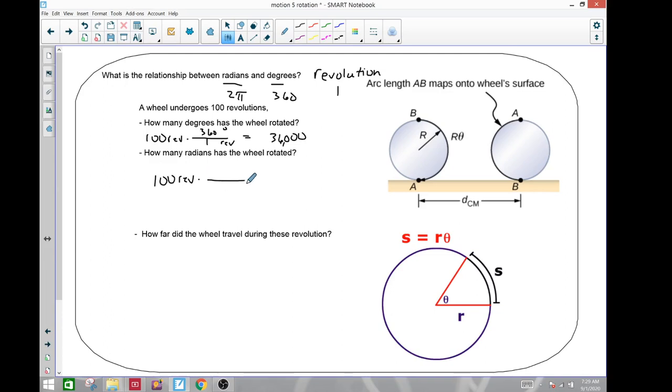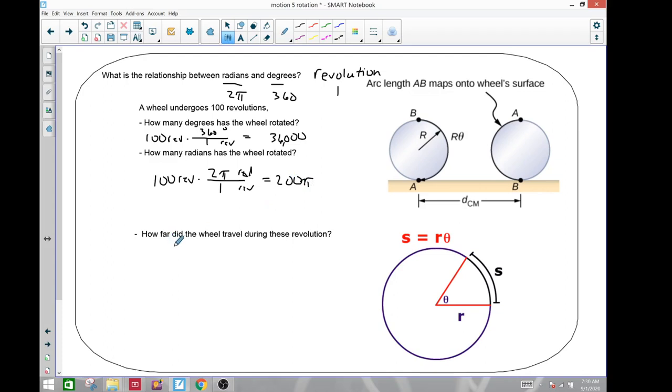Get rid of the revolutions and go to radians. Well, 1 revolution is just 2 pi radians, and therefore you could multiply it out. It would be 200 pi. This would give you the exact value. You could substitute the pi in if you'd like to get a decimal value.